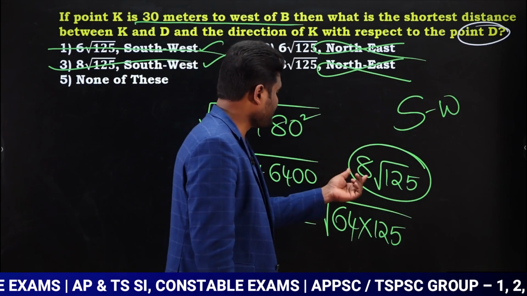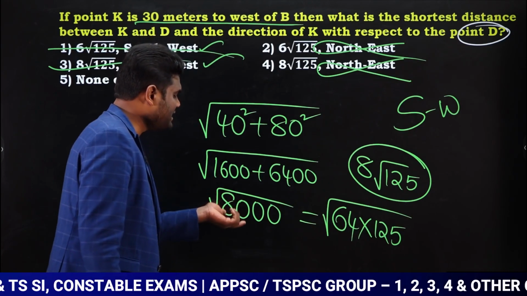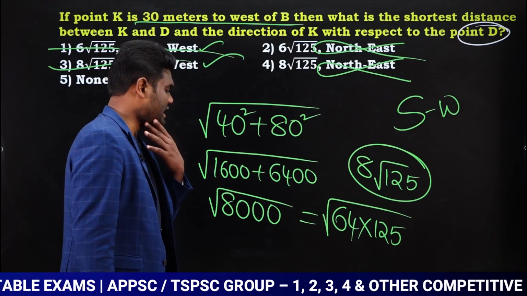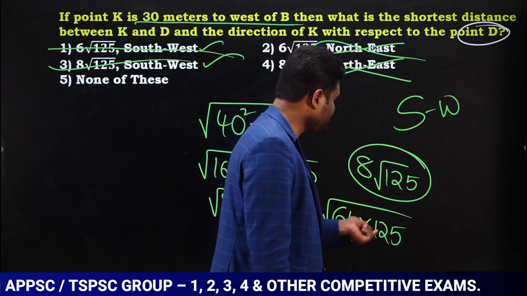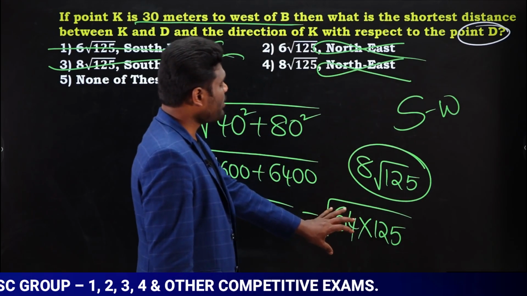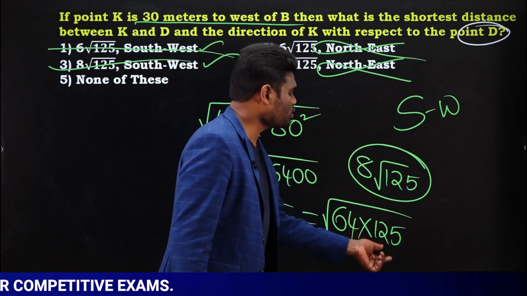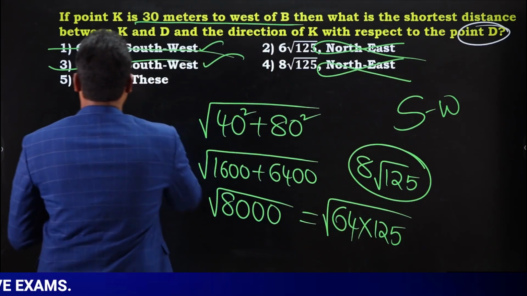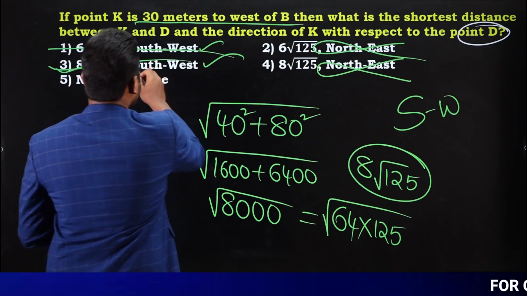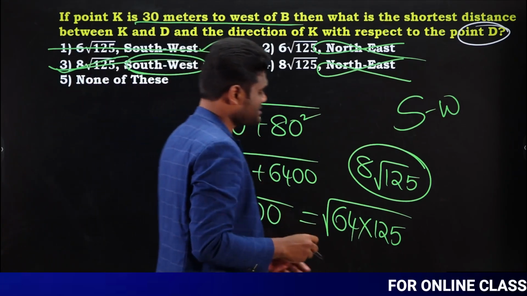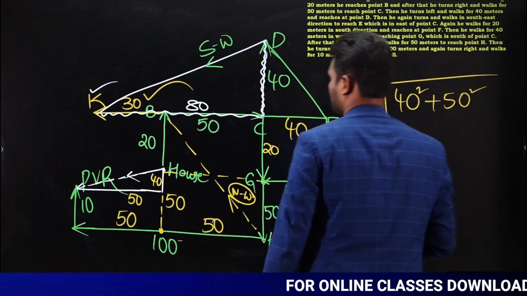Why? Now if you observe here, 8000 can be written as 64 into 125. Now square root of 64 is nothing but 8, since 8 square is 64. So 8 root 125. So we can say the answer is nothing but 8 root 125. Direction is nothing but southwest direction.